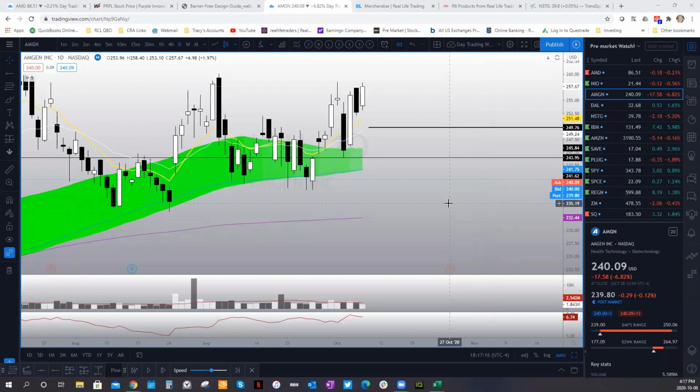All right, so in today's discussion I want to talk about how to analyze a gap, what I do anyway to analyze a gap and determine what my expectations are. And I'm doing this all pre-market. So the first thing I do is identify the gap.